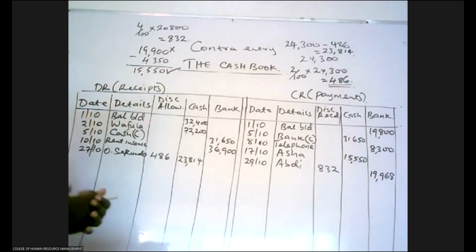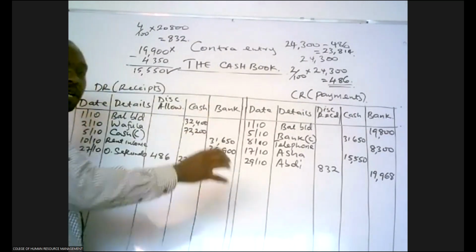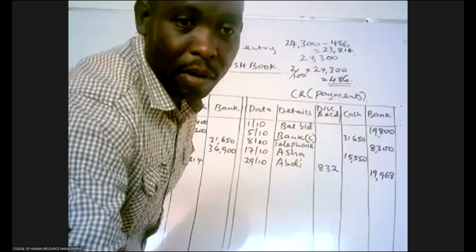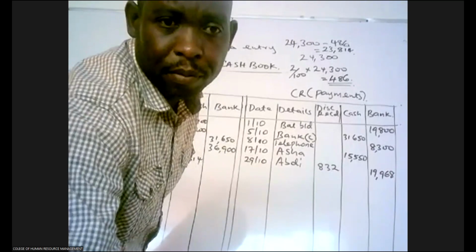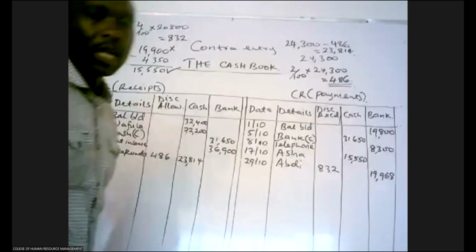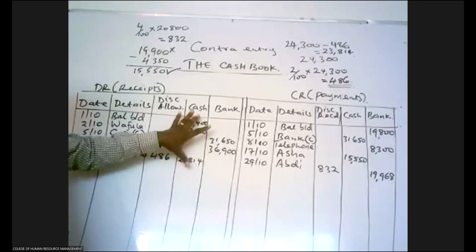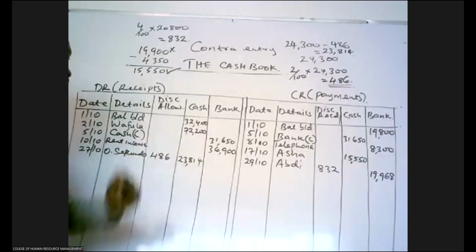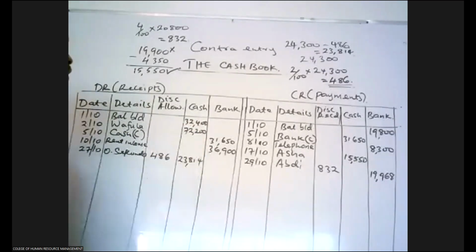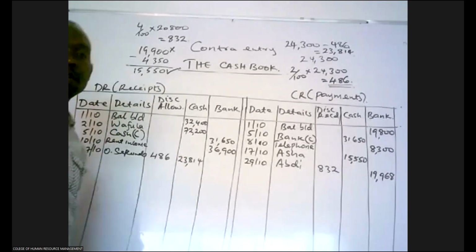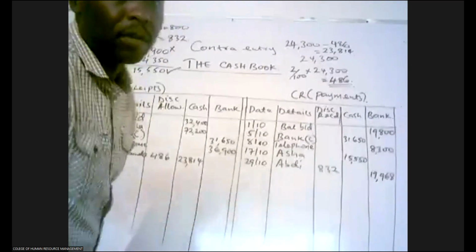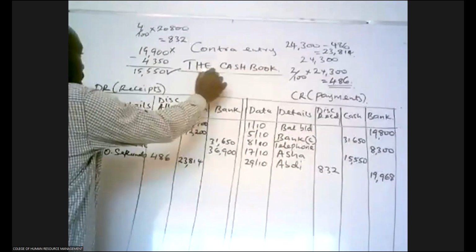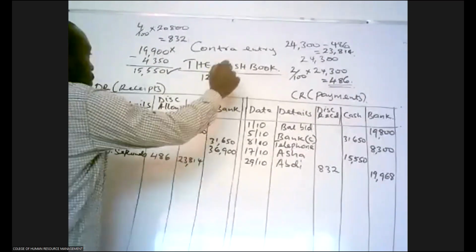To get the cash that is available, you take the total cash received. You add this, this, and this. Can somebody do the addition? That's 2,400, 72,200, 23,814. How much cash did we receive in that period? 128,414. Yes.